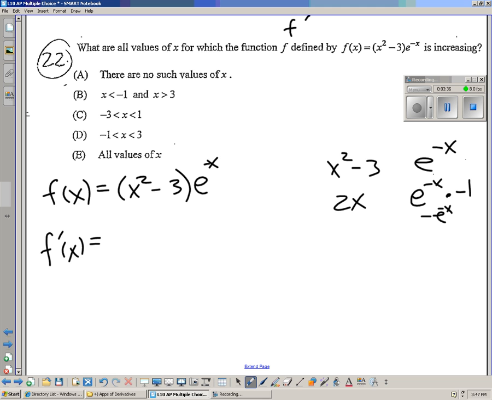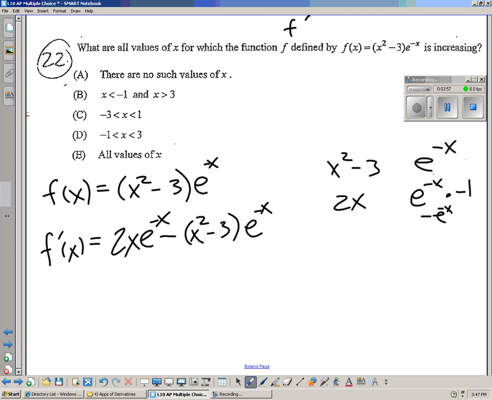So we would get 2x e to the negative x plus x squared minus 3 times negative e to the negative x. So because of that negative sign, I will change this to a minus x squared minus 3 e to the negative x.